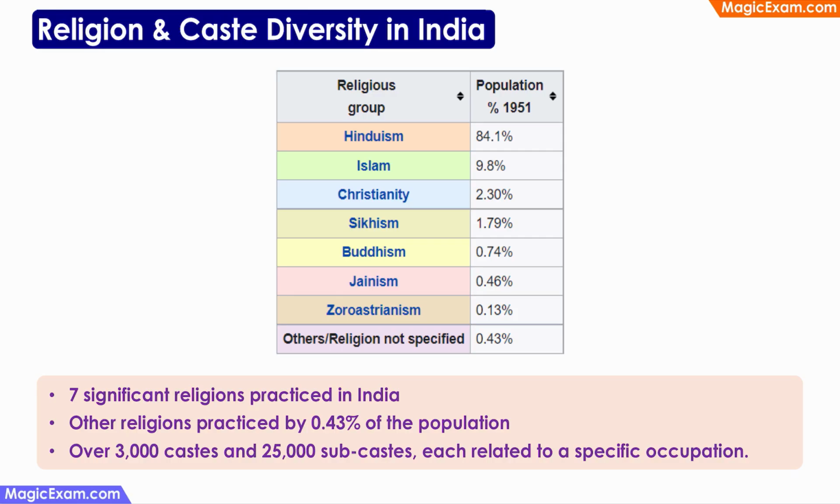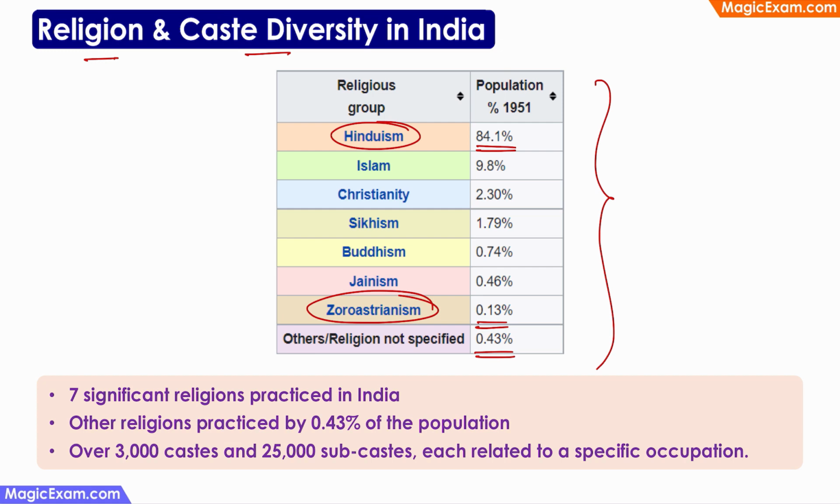Next, let us look at the religion and caste diversity in India. In India, there are 7 significant religions that are actively practiced. Hinduism accounts for almost 84% of the population, and Zoroastrianism happens to account for a little over 0.13% of the population. In addition, almost 0.43% practice other religions or other belief systems.